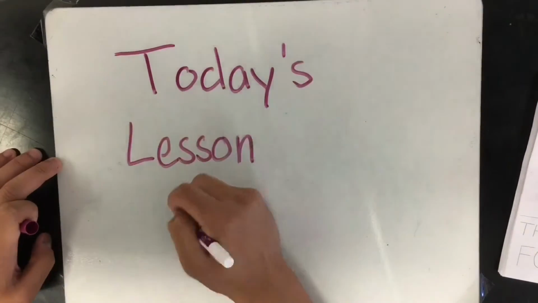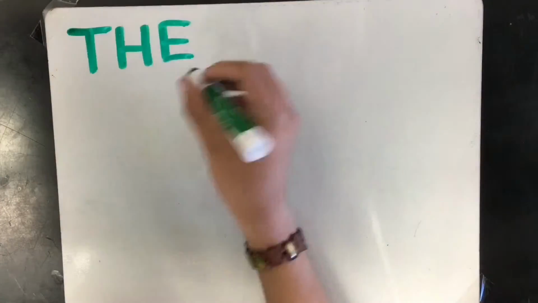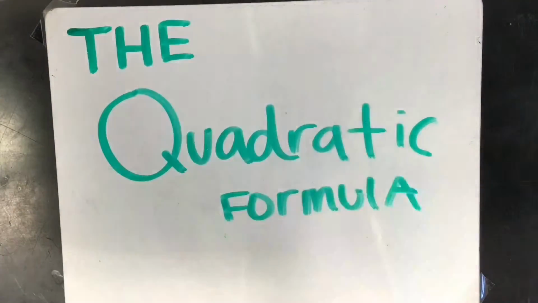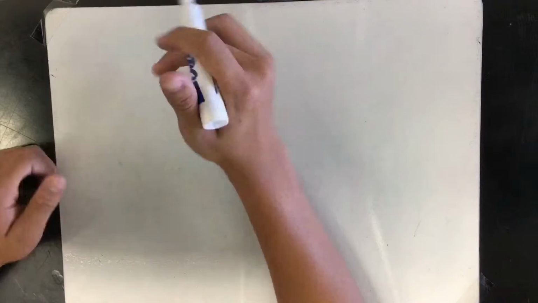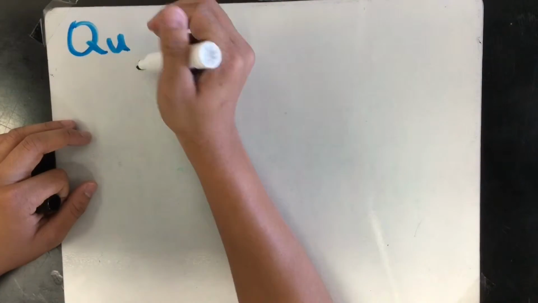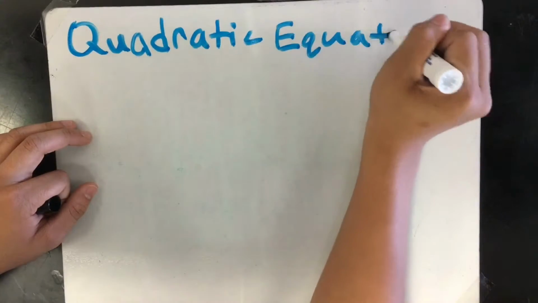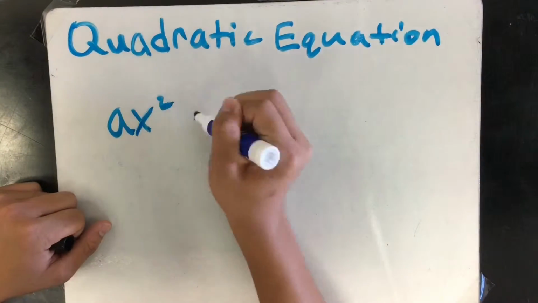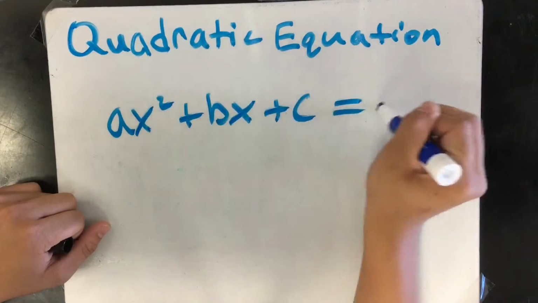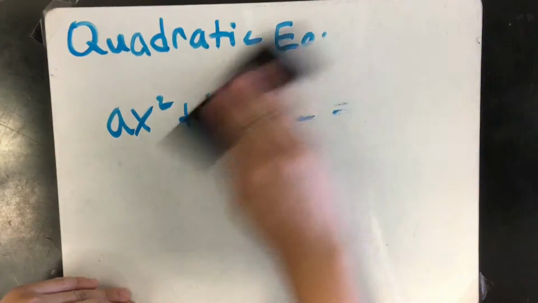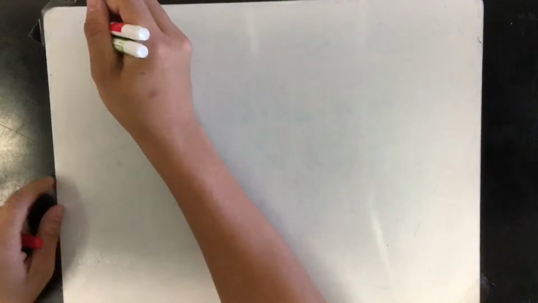The lesson for today is the quadratic formula! The quadratic formula is a formula that is used to find the zeros of a quadratic function. A quadratic equation is an equation written as ax squared plus bx plus c equals 0. This is the general form of a quadratic equation.